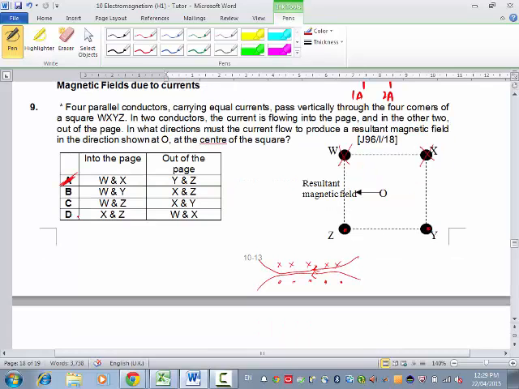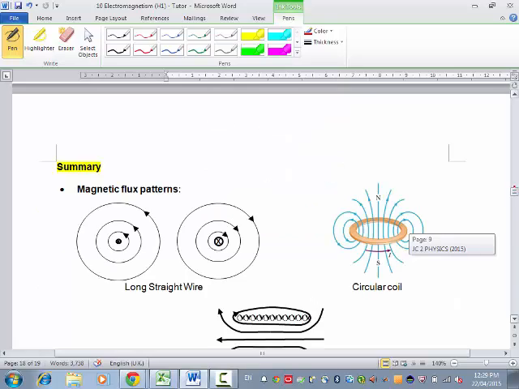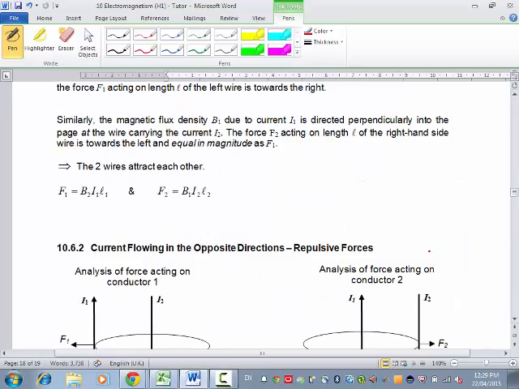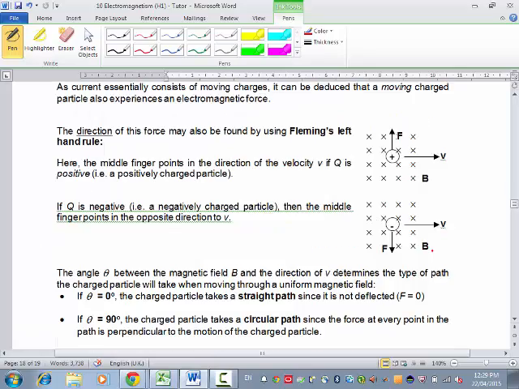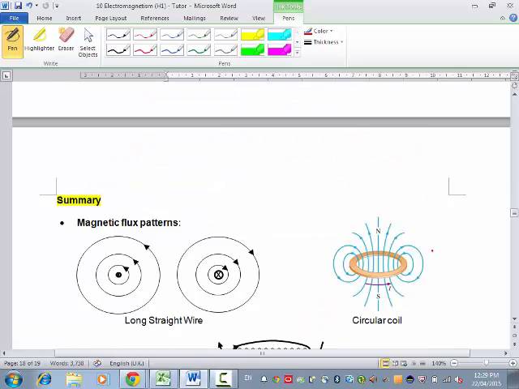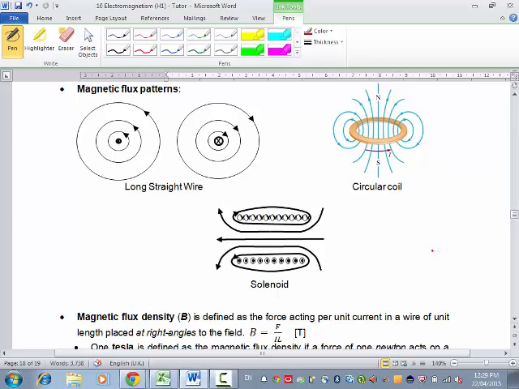Okay, if you're not sure why it is like that, for Question 9, you can take a look at the summary page. There, can you see? These are all the crosses. This is the top view of a solenoid. So what you see just now is like a solenoid as well. Exactly the same. So that's for 9.